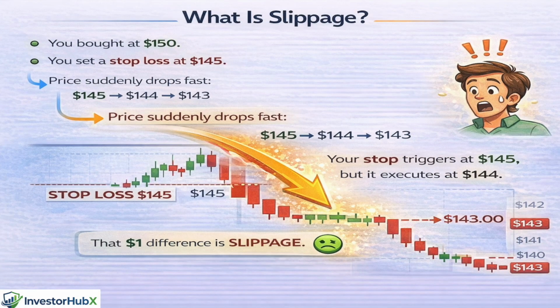Here is another example. You bought at $150. You set a stop loss at $145. Price suddenly drops fast, $145 to $144 to $143. Your stop triggers at $145, but it executes at $144. That $1 difference is slippage.